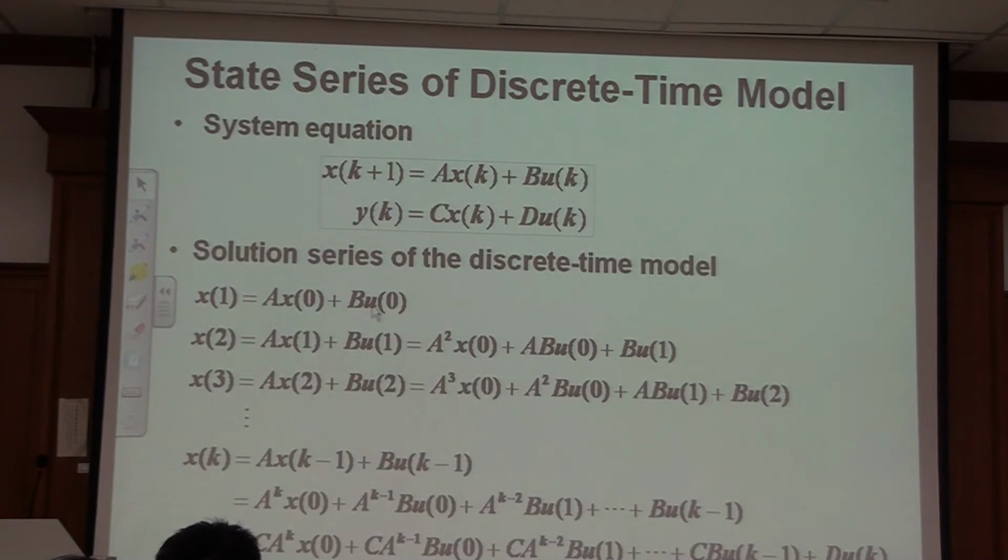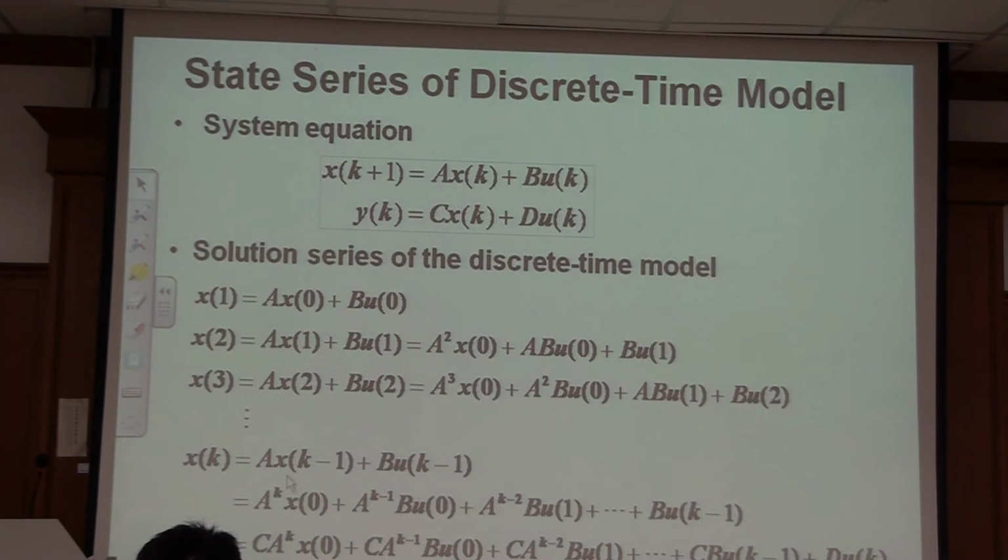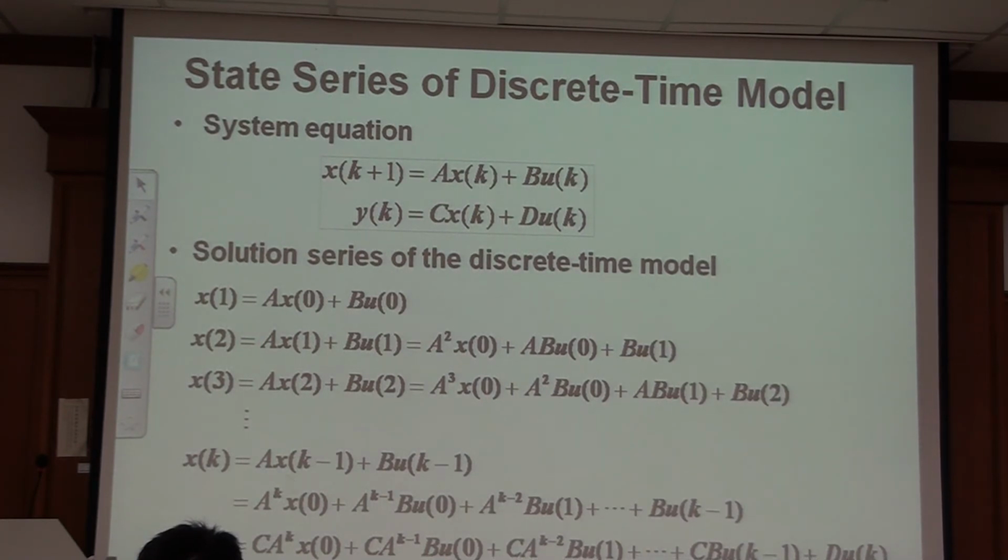If you look at this, continue to do this until you have k equal to k, then the solution series becomes a to the power k x0 plus a to the power k minus 1 bu0 plus a to the power k minus 2 bu1, and so on. So there's no x anymore in these equations. They all depend on the u. So you look at this. You have the power of a, and a to the k x0. Look at that term. That's the term. You need to look at that term.